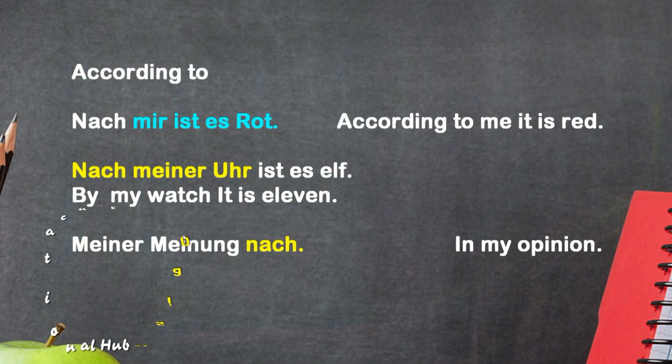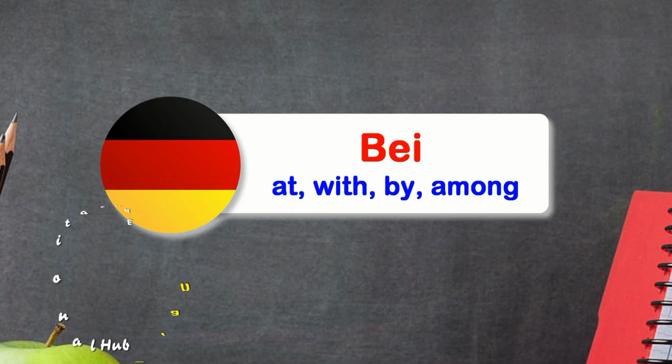Nach means according to also. Nach mir ist es rot. According to me, it is red. Nach meiner Uhr ist es 11. By my watch, it is 11. And meiner Meinung nach, in my opinion. Now let us see bei. Bei means at, with, by, and among.